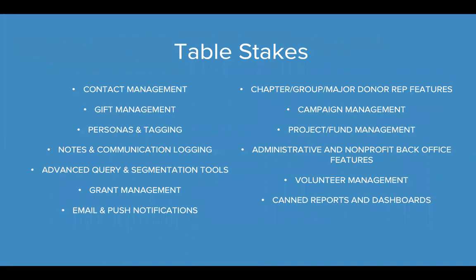As you start to get a little bigger and more complex, and you maybe have multiple projects and designations that people can give to, then you might say, hey, I need something that's more than just a spreadsheet. I need something that's a little bit more purpose-built for my world. A nonprofit CRM is a great place to start there.